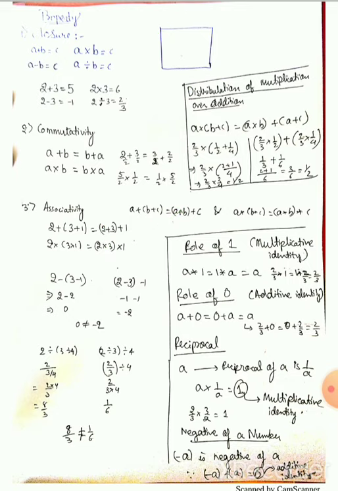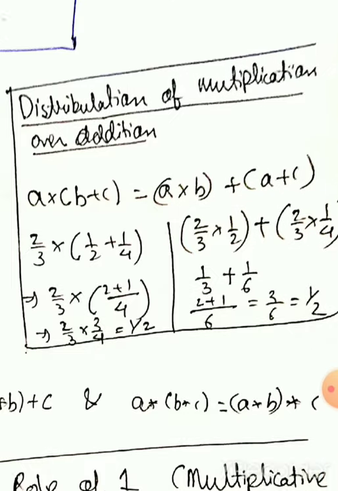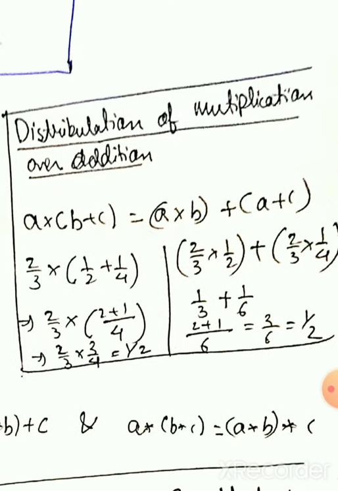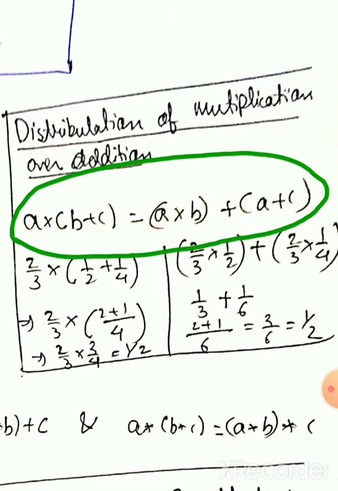Now comes distributivity of multiplication over addition. This is true for all rational numbers, and if something is true for rational numbers, then will it be true for whole numbers? Is it possible? No, it is not possible, but the reverse is possible. You have studied this earlier.